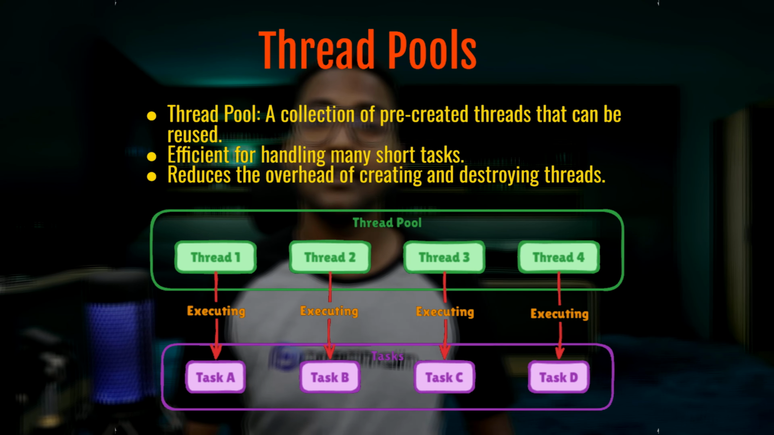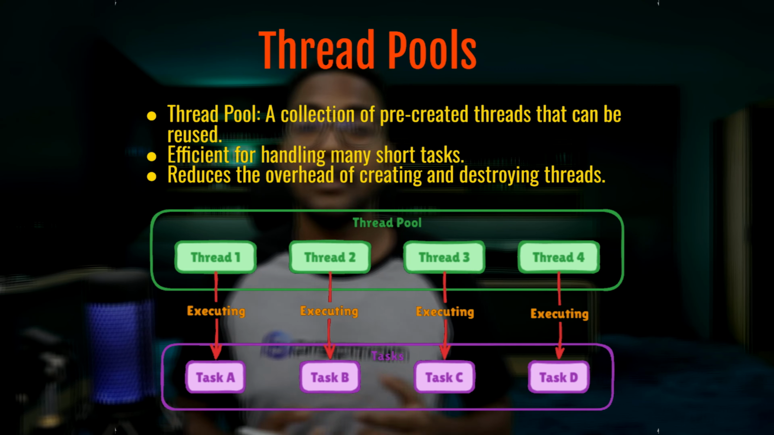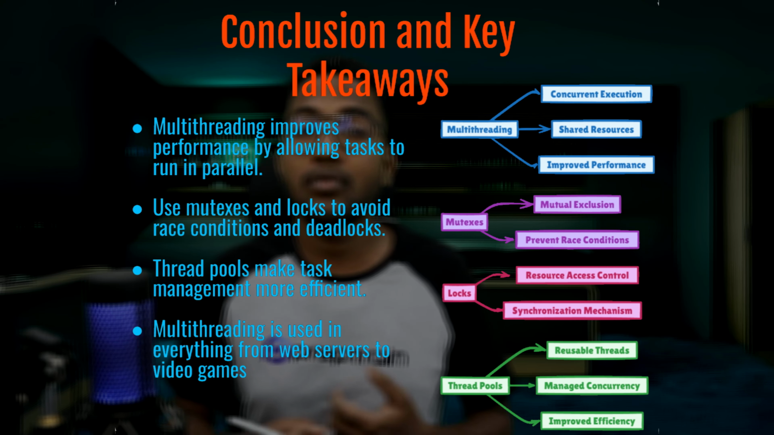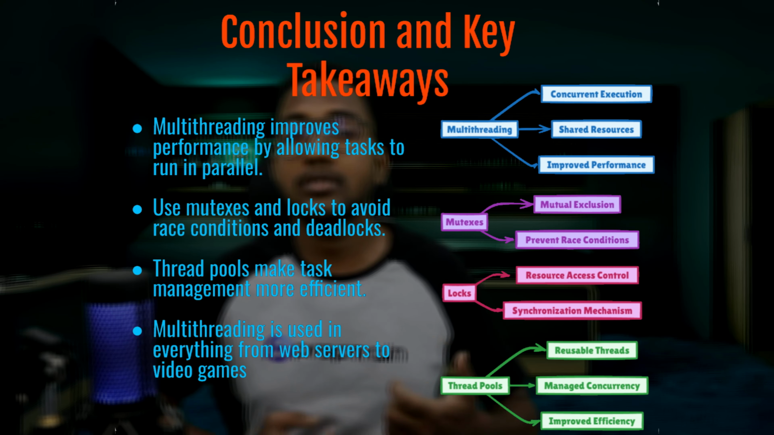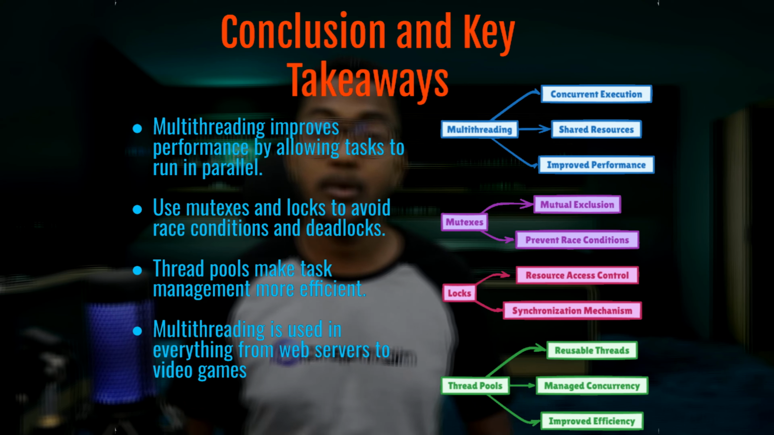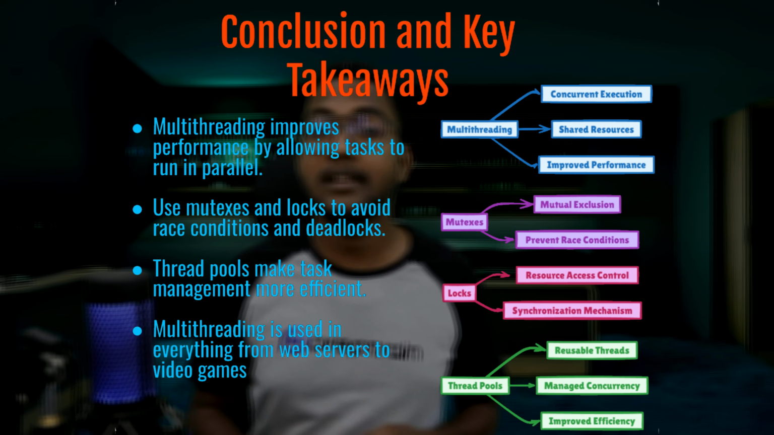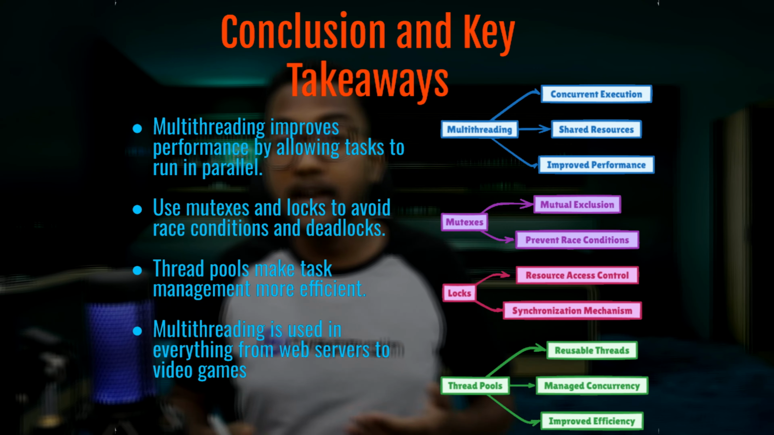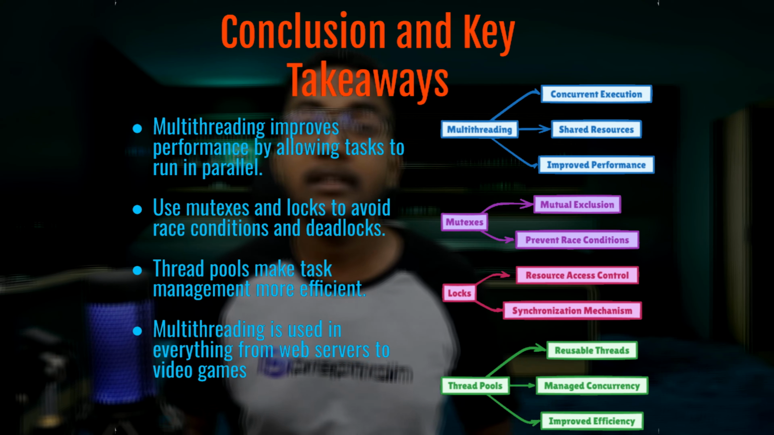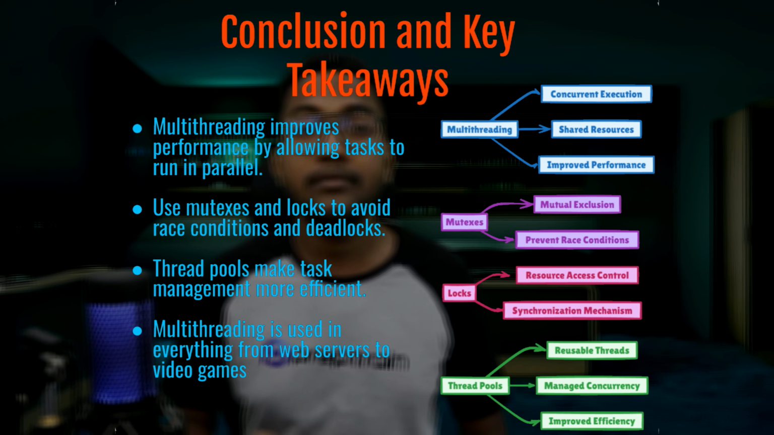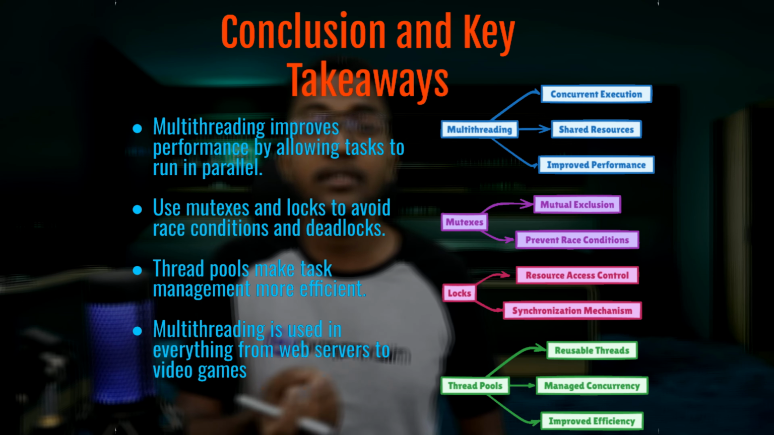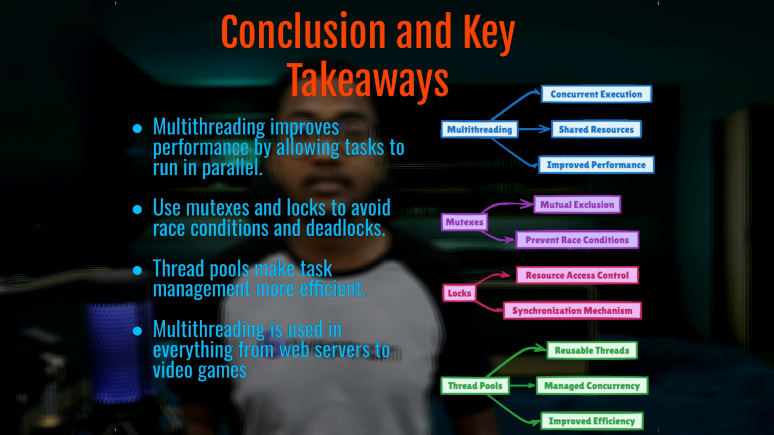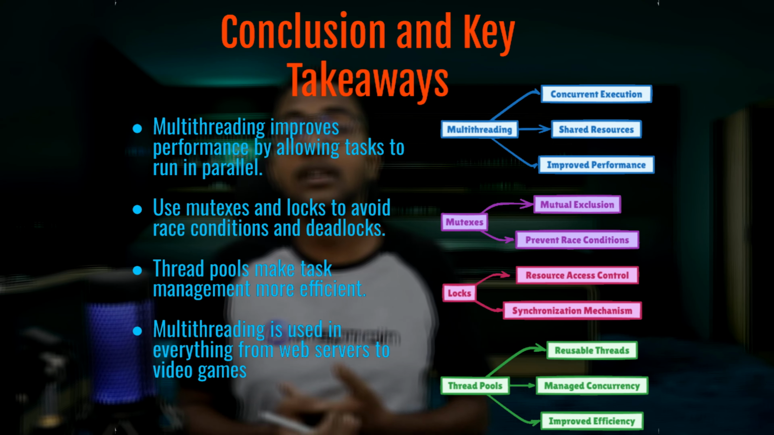Let's summarize the entire takeaway that we have from this video. First, we discussed what multithreading is, how it allows your computer to perform multiple tasks simultaneously by breaking down tasks into smaller pieces and running them in parallel. Multithreading improves the performance of your programs, making them faster and more efficient. And we used an example of a chef in the kitchen, where multiple chefs can work on different parts of a meal at the same time, speeding up the overall process.